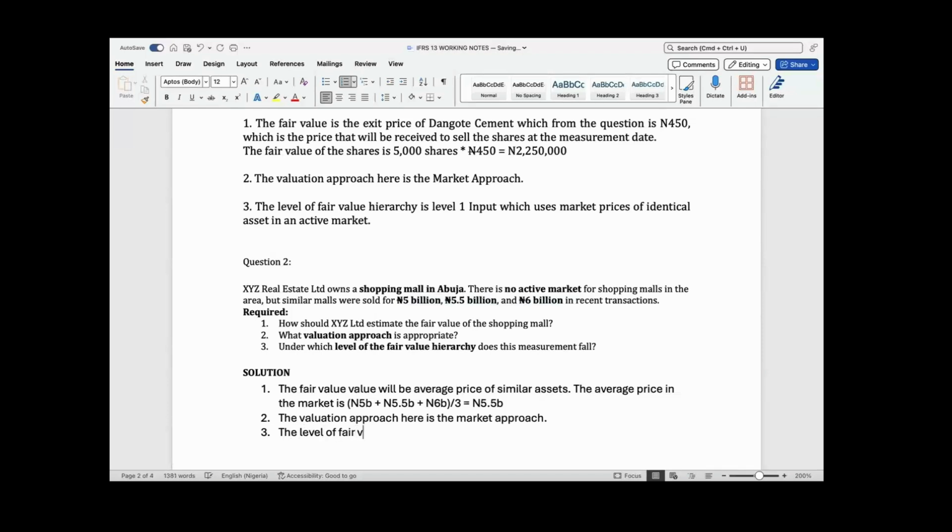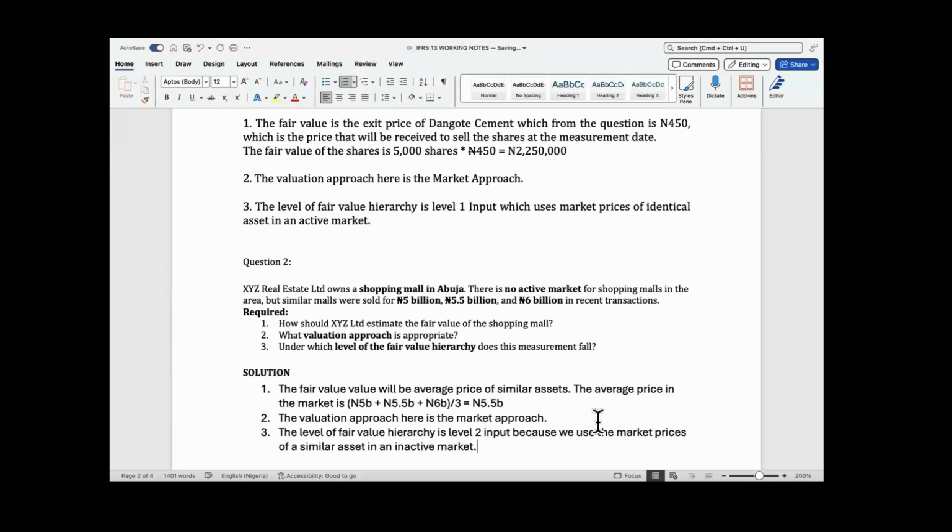The level of the fair value hierarchy. Is it level 1 or level 2? Level 2, sir, because we made some adjustments. Thank you very much. So the level here is level 2 inputs, because we used the market prices of a similar asset in an inactive market, based on what the question told us.